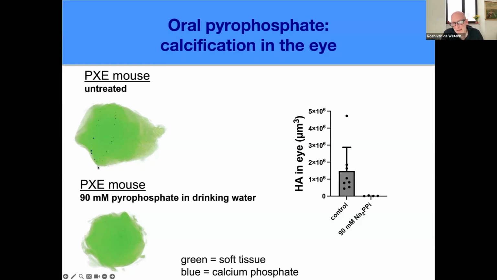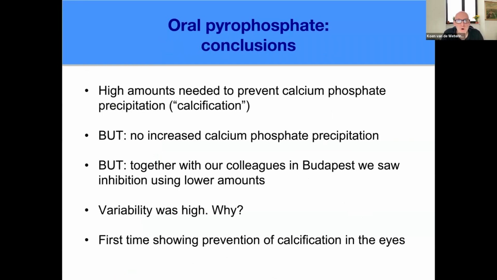The untreated PXE mouse, however, showed clear calcification, as demonstrated by these blue dots in their eyes. And we didn't scan all, this is an ongoing experiment, we didn't scan all eyes of the PXE mice yet. So we only have results of the animals treated with 90 millimolar pyrophosphate. But we could completely block the disease in the eyes. So that's positive.